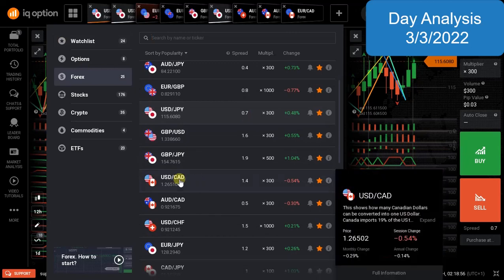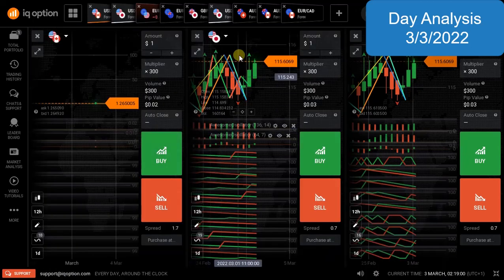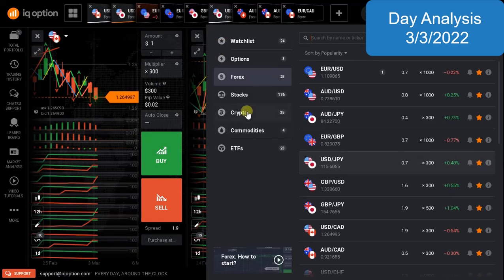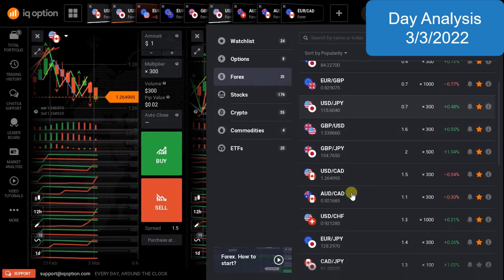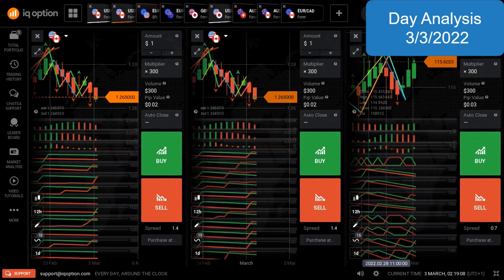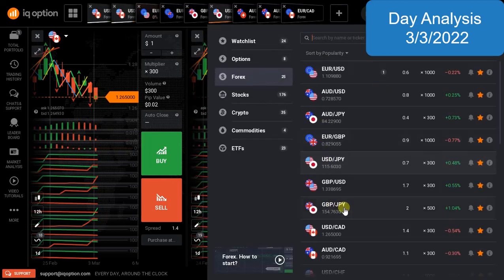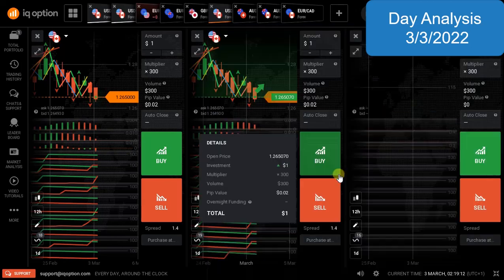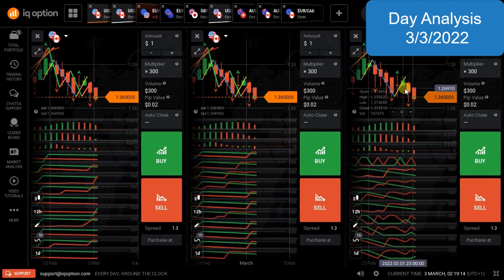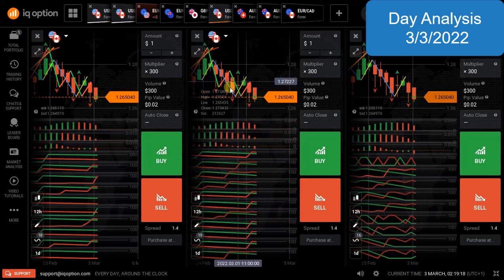So for the rest of the pairs, maybe USD CAD, you can do USD CAD. I don't know whether the stocks are open. I'll have to check the stocks. If they're open, we can try to analyze and see which companies' prices or shares are going up and which ones are going down.